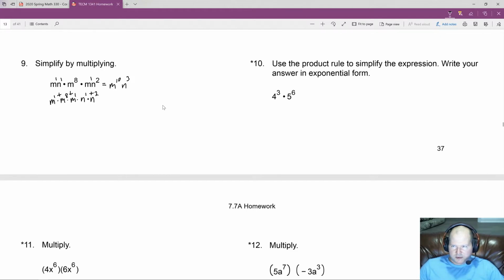Use the product rule to simplify the expression. Okay, now in this case, this is a little bit different in that since these do not have the same base, one is 4 to the third power and the next one is 5 to the sixth power, we just use PEMDAS or order of operations. So we say 4 to the third power is 4 times 4 is 16 times 4 is 64. And 5 to the sixth power is 15,625. And then 64 times 15,625 is 1 million.